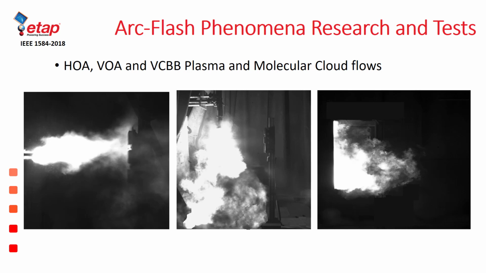The image on the left shows the actual arc in a horizontal open air configuration. And as we can see, and we previously mentioned, the arc columns, the molecular cloud, and the superheated ionized gases are pushed towards the calorimeters, therefore creating a higher radiation and convective heat transfer towards the calorimeters, which would represent an actual person standing in front of the equipment.